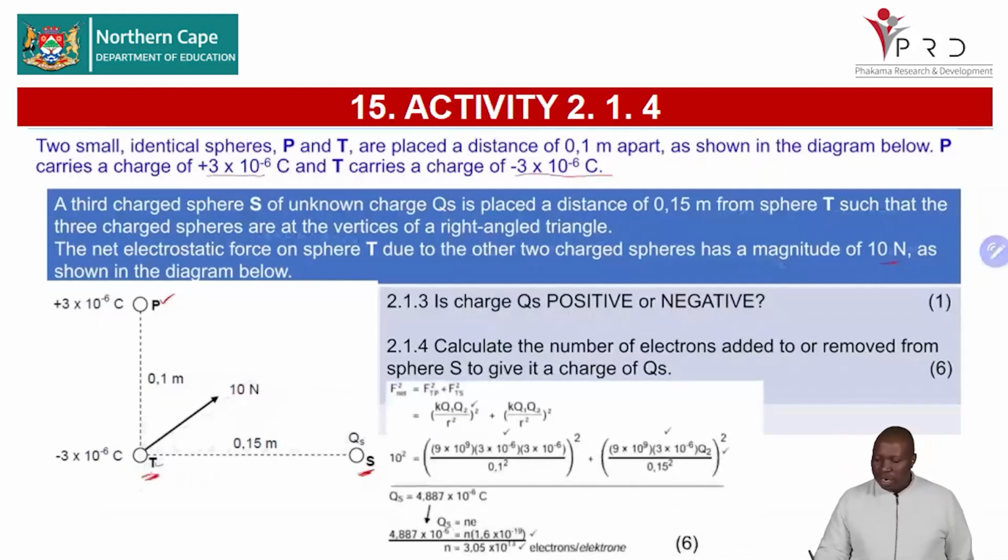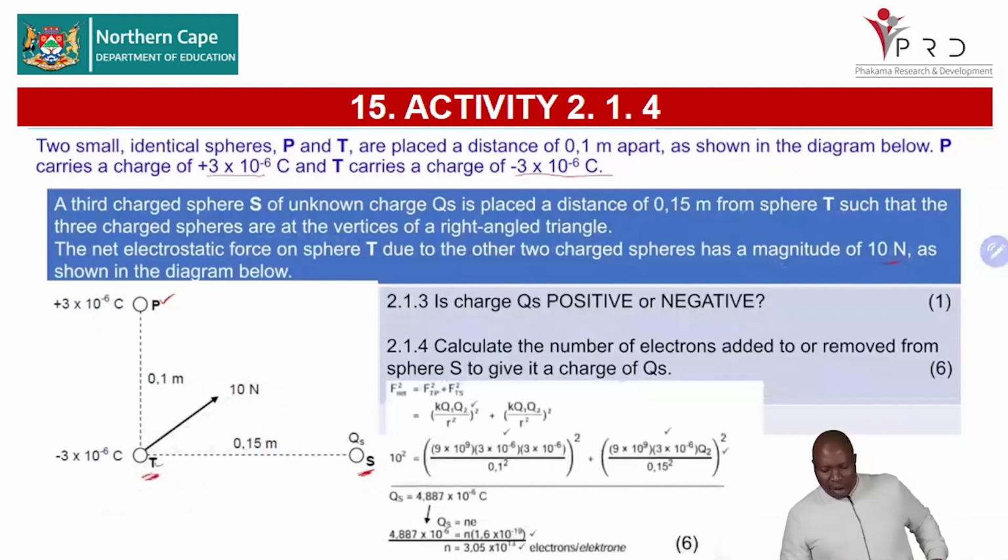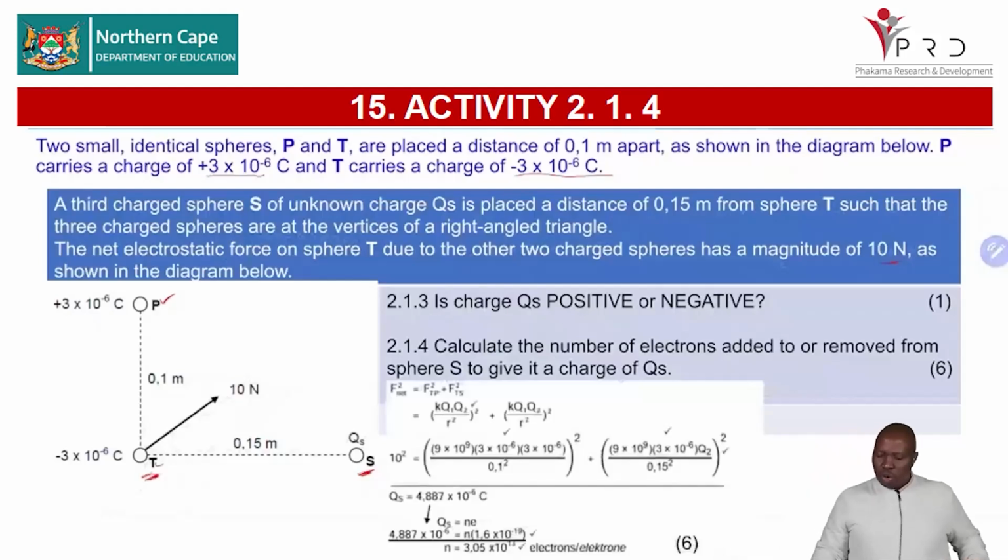And then calculate the number of electrons added to or removed from the sphere S to give it a charge of QS. So we have to calculate the number of electrons. It's a nice question, because most of the time you are used to questions where you say calculate the electrostatic force and the likes. But now this one is saying calculate the number of electrons added to or removed from sphere S to give it charge QS. So you are able to answer that question.